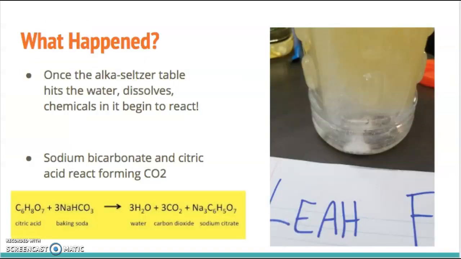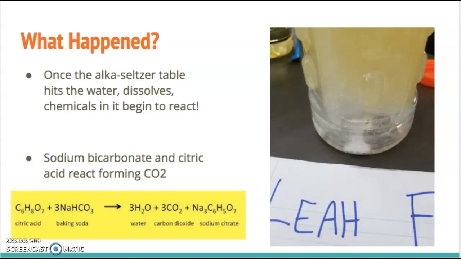So what happened? When we added the tablets into the bottle, we could immediately see fizzing begin. The reason this is happening is that when you have the Alka-Seltzer tablet outside of the water and it's dry, the chemicals in it are separated because they're solids. But once you add that tablet into the water, it begins to dissolve and the chemicals begin to react with one another.